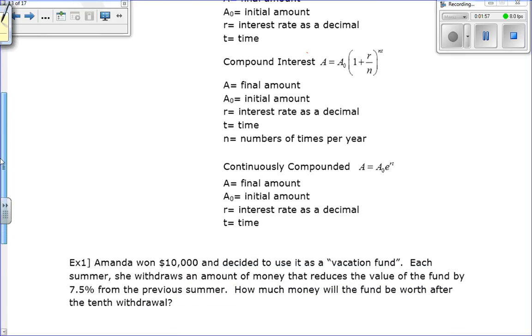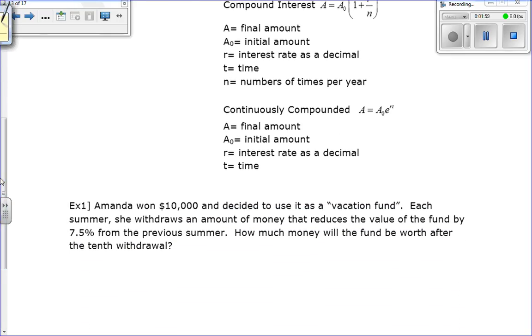And the last interest formula we have is continuously compounded. When it's continuously compounded, we have A equals your final amount, A sub 0 is still your initial amount, R is your interest rate as a decimal, and T is the time. But notice we have E in this equation. E is that number that we talked about yesterday in the graphic, 2.718, and it goes on. It's just an irrational number.